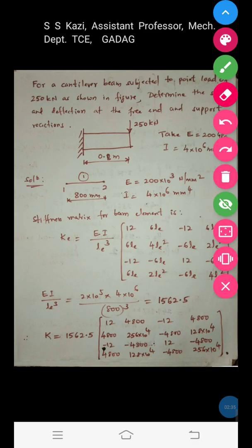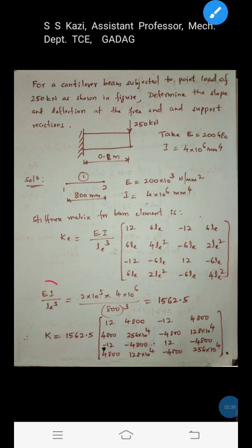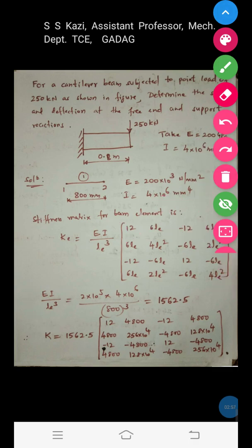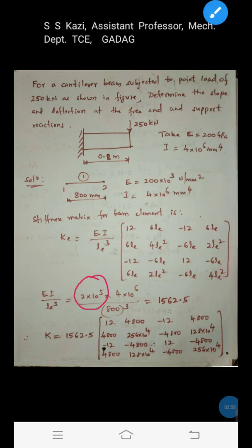Once you write the formula for the stiffness matrix of a beam element, first I will calculate EI by LE cube. E is given as 200 gigapascal. I will convert this into megapascal, that is Newton per mm square, so it becomes 200 into 10 raised to 3 megapascal, which is nothing but 2 into 10 raised to 5 Newton per mm square. After that I will substitute in mm only, because E is substituted in Newton per mm square. In mm raised to 4 I will substitute I, that is 4 into 10 raised to 6.